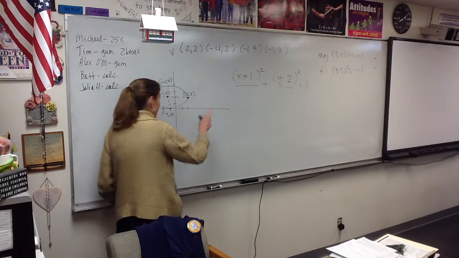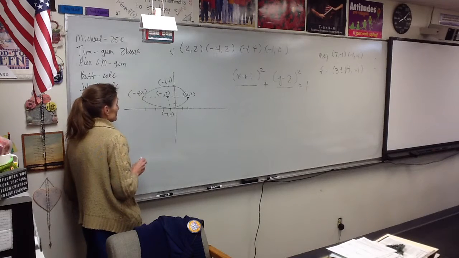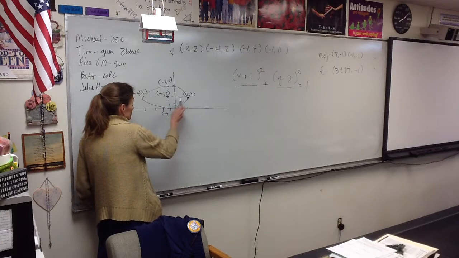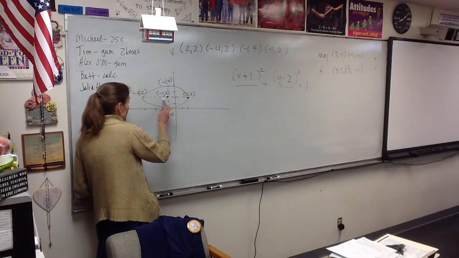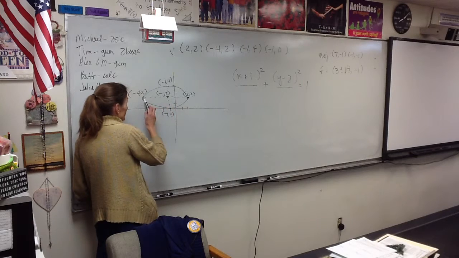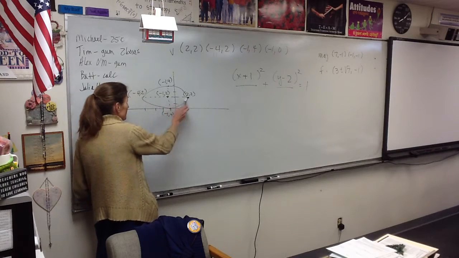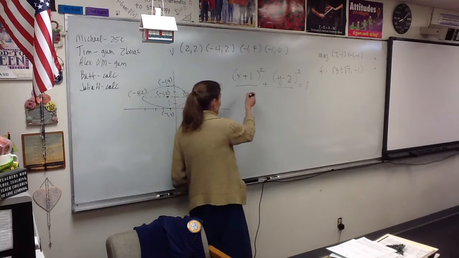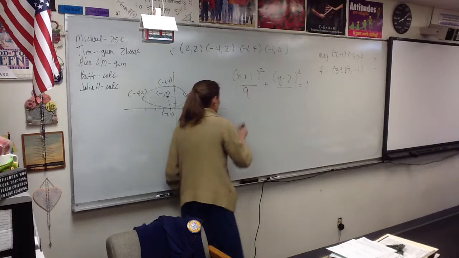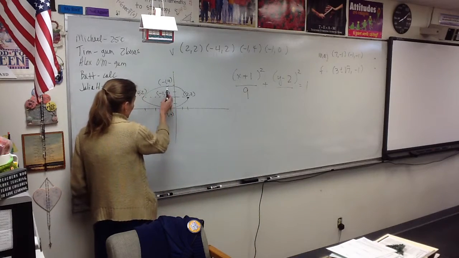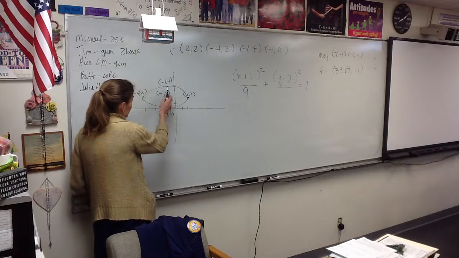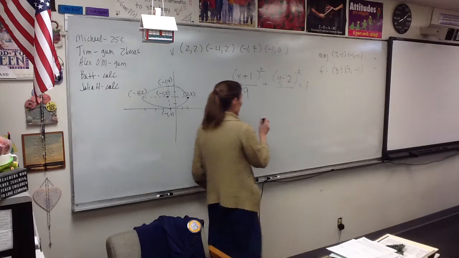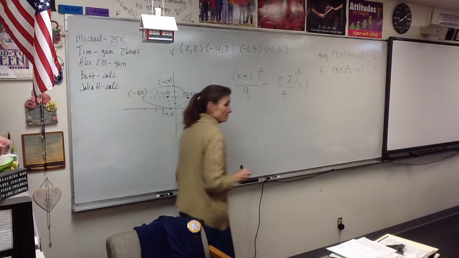Now I need to fill in my denominators. How far sideways am I going? I'm not going 4. How far sideways am I going? Come on now. 3. I'm going 3 sideways, which means underneath x will be 9. How far up and down am I going? 2, which means underneath y will be 4, and we're done.